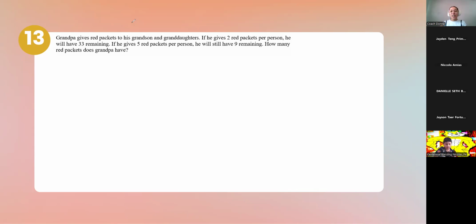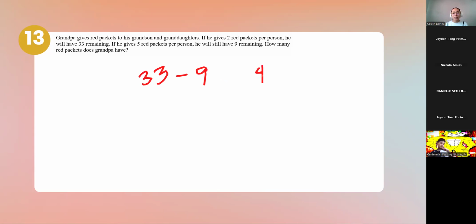All right. So questions like this are somewhat similar to what we've had before. This one, there's just 33 remaining, right? So we have 33 remaining. And then the other remaining 9, subtract it. And then 33 minus 9 is just 24, right? So now that 24, divide it.